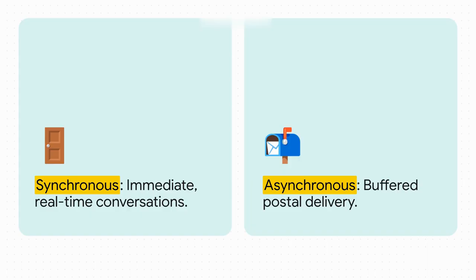First up is synchronous. We're going to call this the front door. These are your immediate, real-time conversations. You ask a question, you wait, you get an answer right then and there. On the flip side, we have asynchronous communication, the back office. Think of this more like a buffered postal service delivery. You drop a message in the mailbox, walk away, and just trust it's going to be processed when the system actually has capacity. No standing around waiting required.